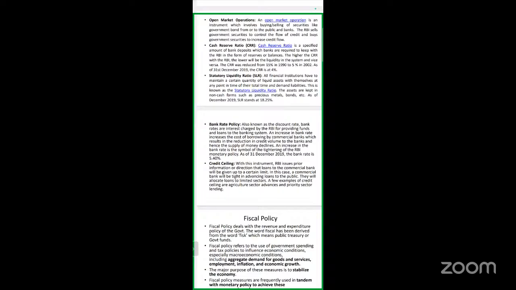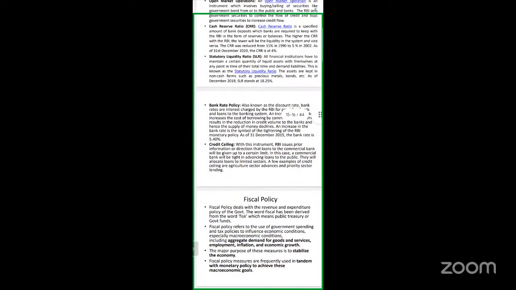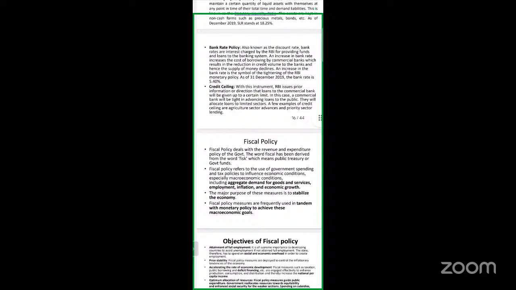That means whenever there is a liability on the bank, the bank will use that money to come out of that liability. They will convert the asset into liquefied cash and then use it. Then comes the bank rate policy. Now, what is the ideal bank rate policy for India?